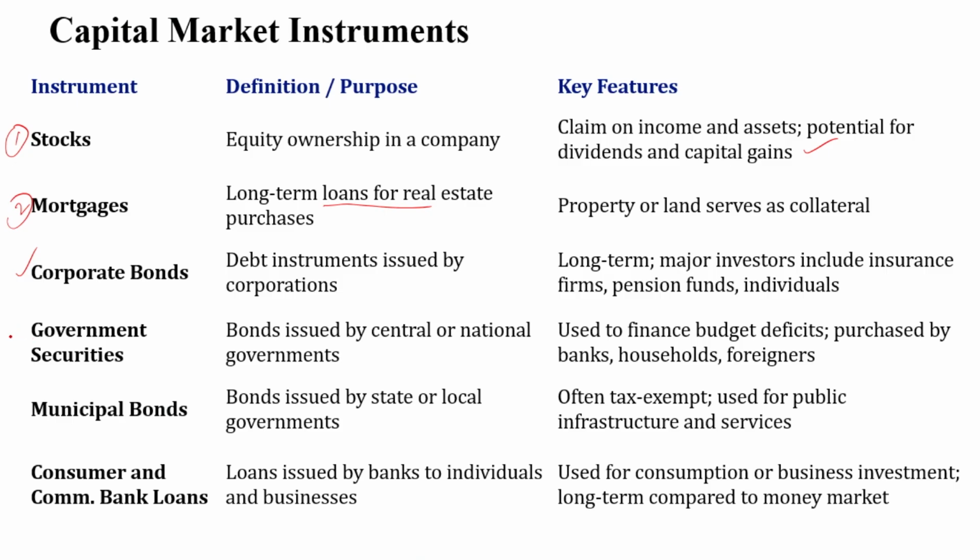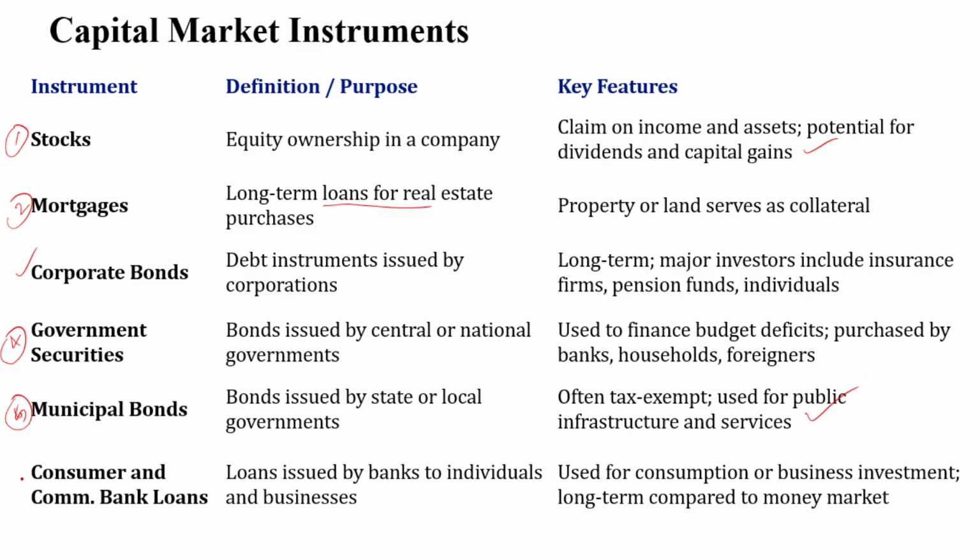Then moving to the next one, the fourth instrument, called government securities. These are bonds issued by the central or national government to finance budget deficits and other expenditures. They are considered low risk and are widely held by banks, households, and foreign investors. These securities form the backbone of sovereign debt markets. Then moving to another one, municipal bonds, which are mainly issued by state or local governments. Municipal bonds are used to finance public infrastructure projects like schools, roads, and hospitals. A key feature is that they are often tax exempt, which makes them attractive to certain investors.